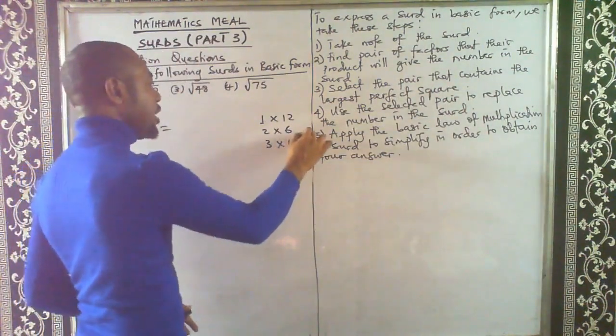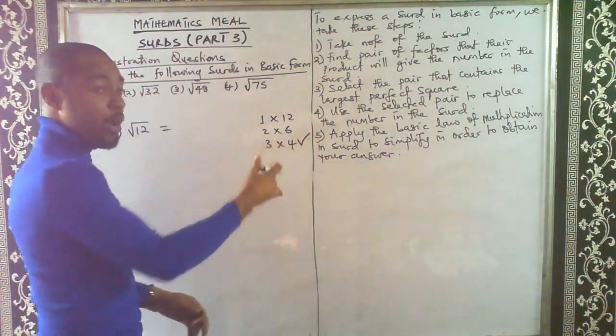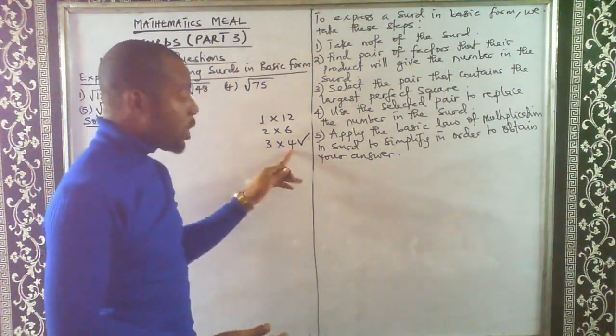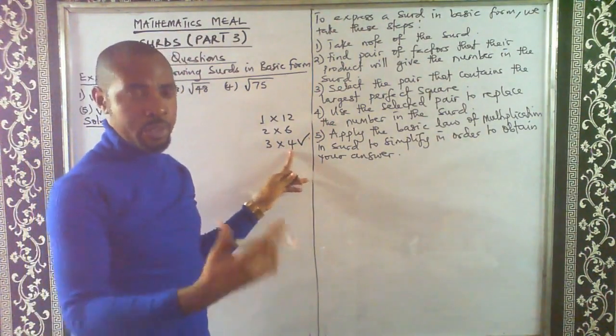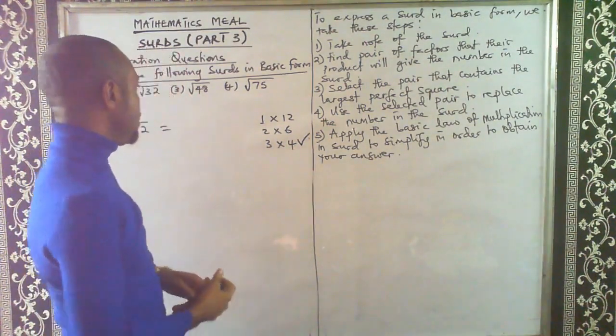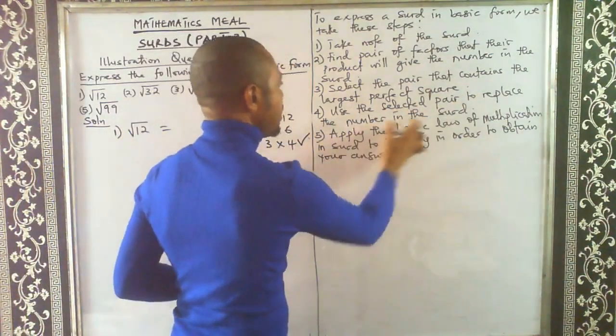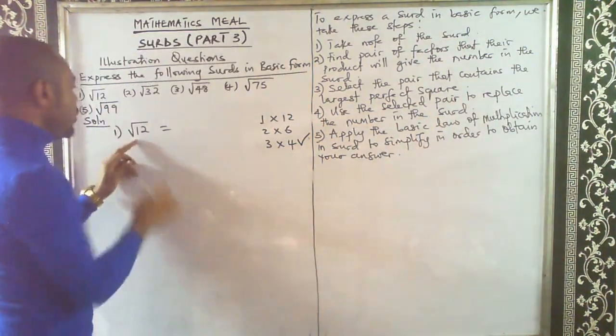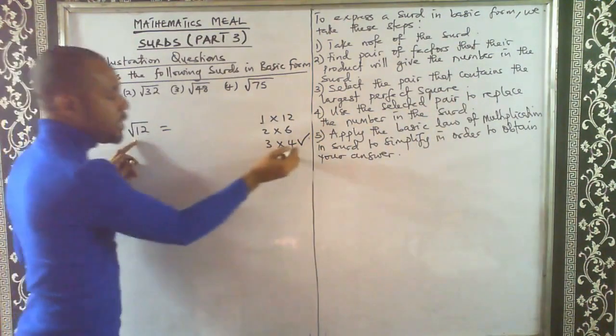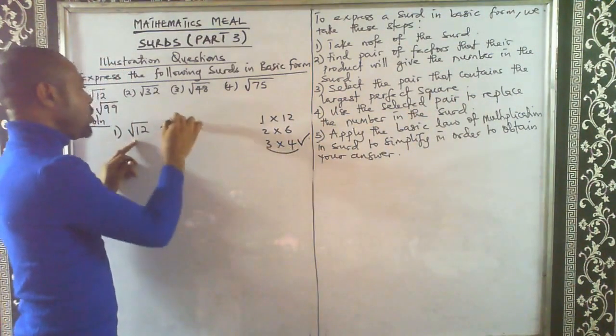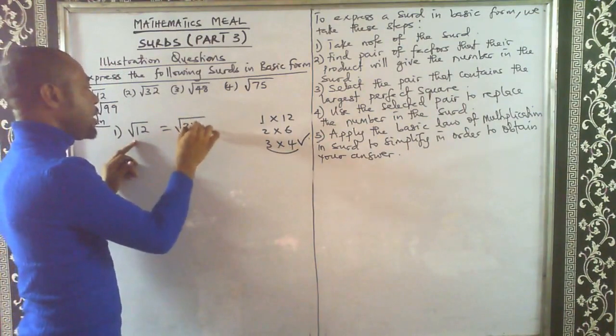So this one contains the largest perfect square. We know why 4 is a perfect square, because the square root of 4 is a whole number. The square root of 4 is 2. Okay? We now use that pair. They say use the selected pair to replace the number in the surd. So instead of having 12 again, this is our selected pair. We use it to replace the number in the surd.